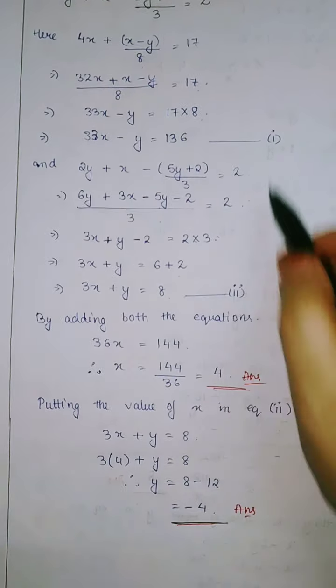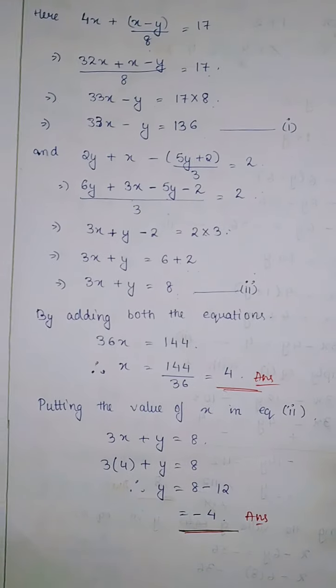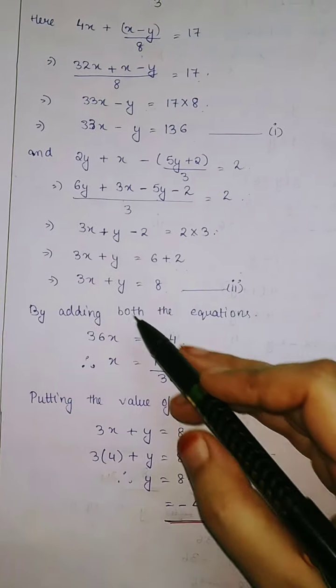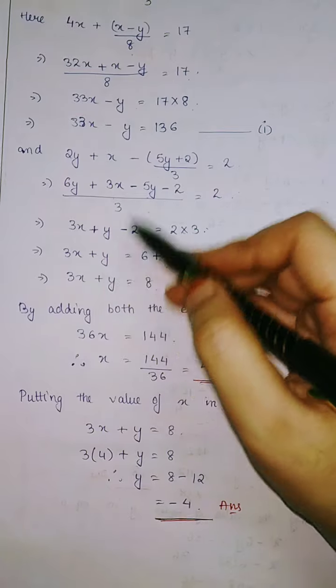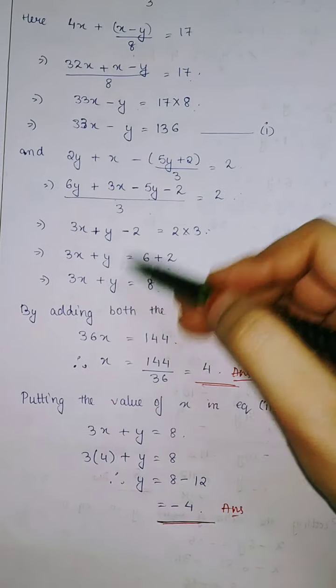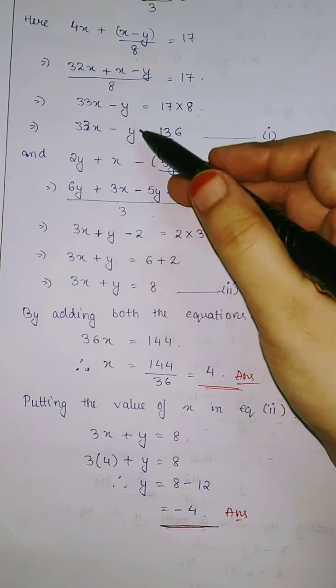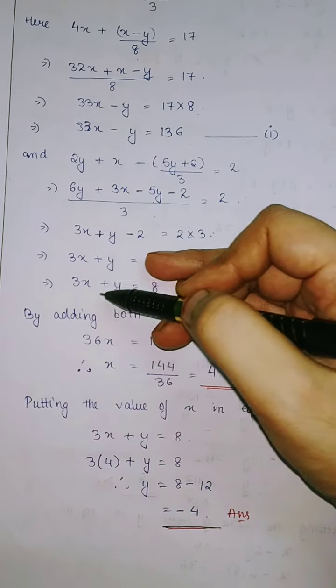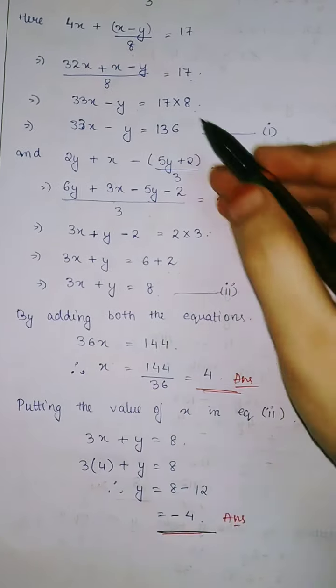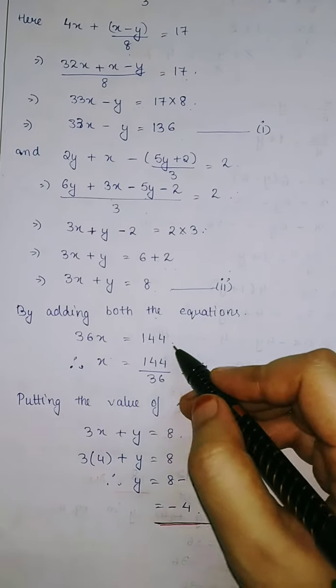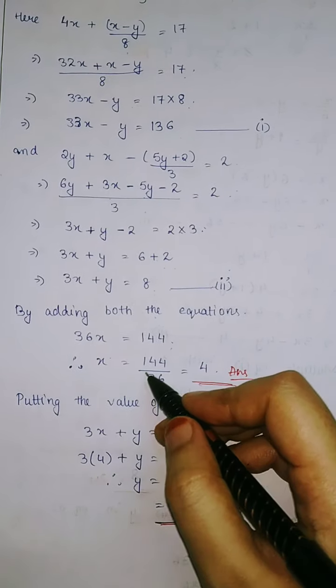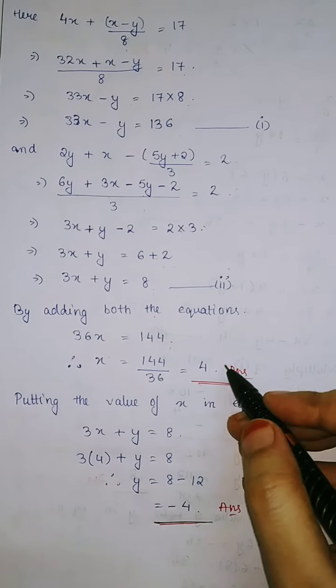Now we have got two equations. Again by elimination method we can solve it out. Okay, so here we can see plus y and minus y both have the coefficients 1, so that's why we'll just add them. When you add it, plus and minus will cancel each other, so we are left with 33 plus 3, that is equal to 36x, and here 136 plus 8, that is equal to 144. So x is equal to 144 by 36, that is equal to 4.